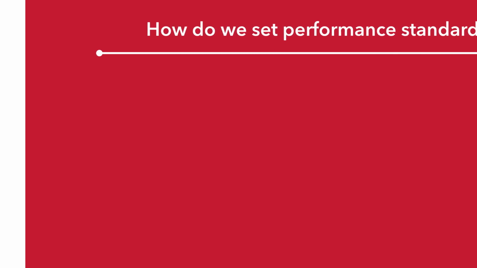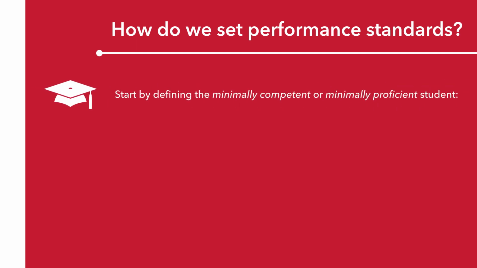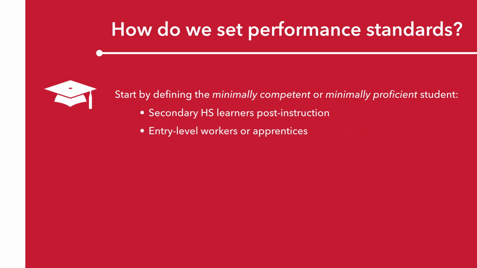How do we establish performance standards for end-of-course exams? We start by defining what the minimally competent or minimally proficient student looks like. In a large panel format with a group of subject matter experts, we consider things like what a secondary high school learner looks like post-instruction. The minimally proficient student could also be an entry-level worker or apprentice, or someone entering college courses in post-secondary disciplines.